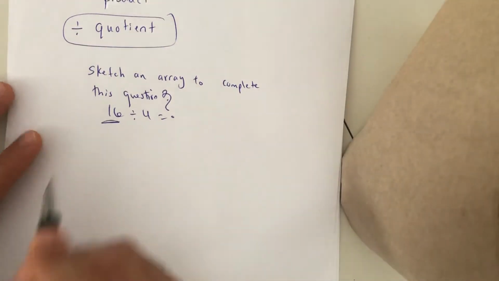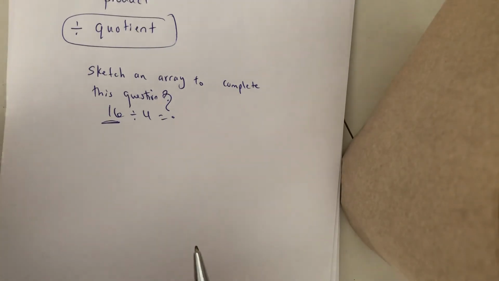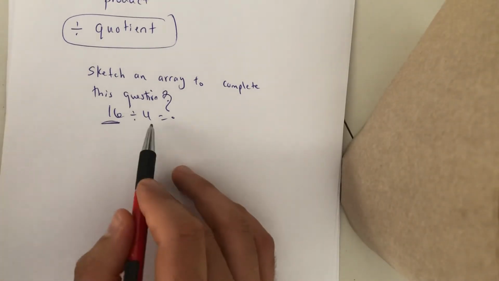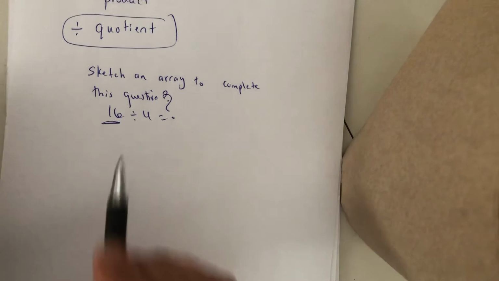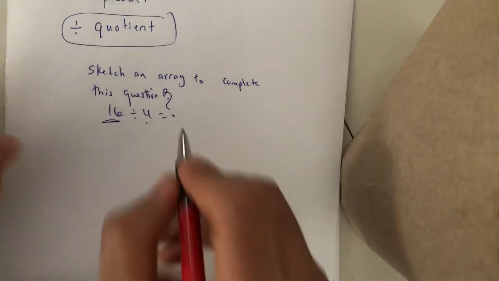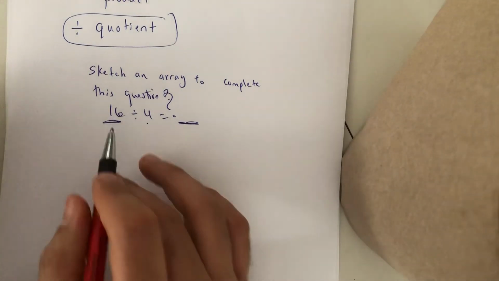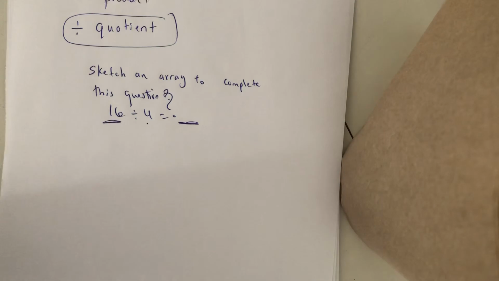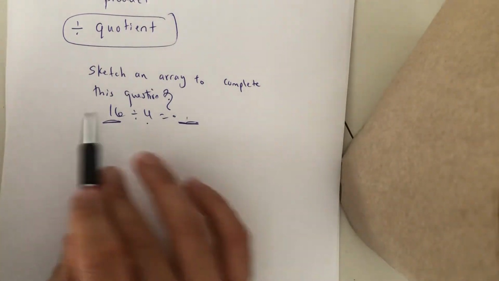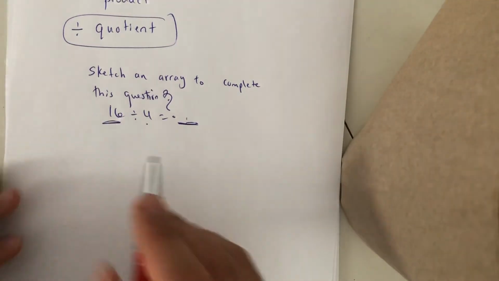Now, 16 is the bigger number. Now we're going to divide it into 4. Let's say I'm going to call this 4 rows. I'm going to call it 4 rows, and I don't know how many columns I have. 16 is the bigger number. Again, when we're dividing, the number is going to get smaller. So the number over here is going to be smaller than the actual bigger number.